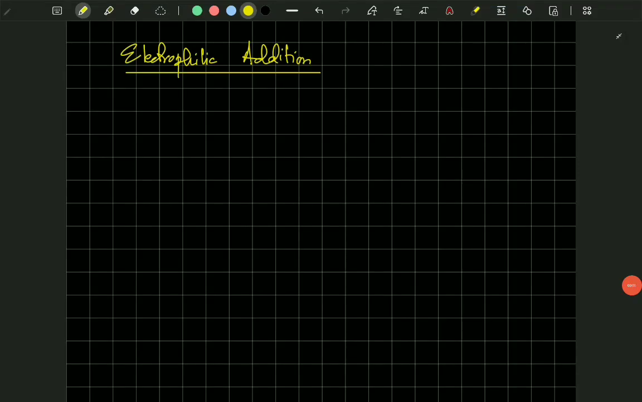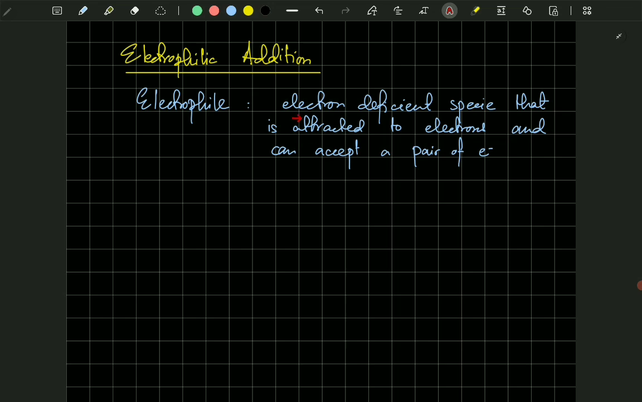In this lecture, we're going to learn how to write or draw mechanisms for electrophilic addition in alkenes. Now, the first thing that we need to know is what is an electrophile. It's an electron deficient species that is attracted to electrons and can accept a pair of electrons.